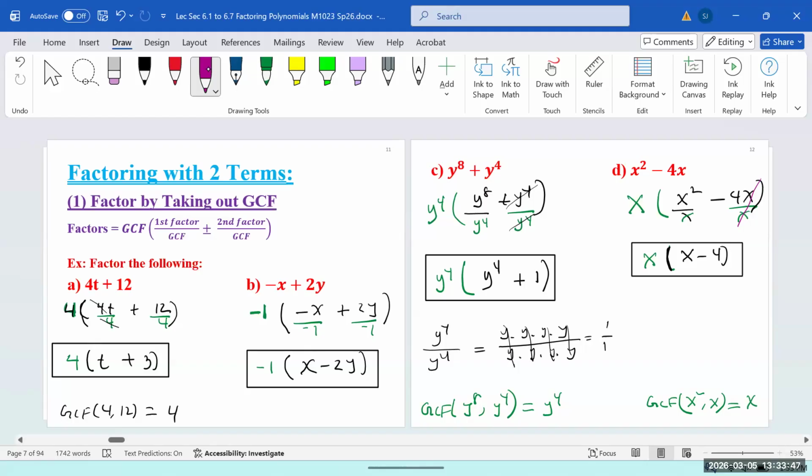Clear? So this is our first scenario: 2 terms with GCF in common. What is our next scenario?